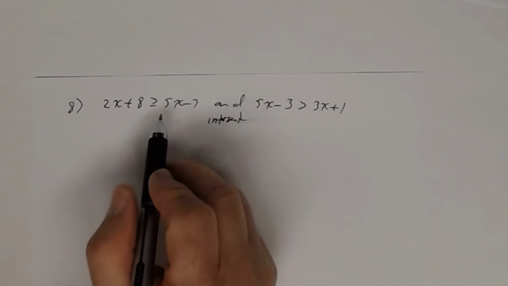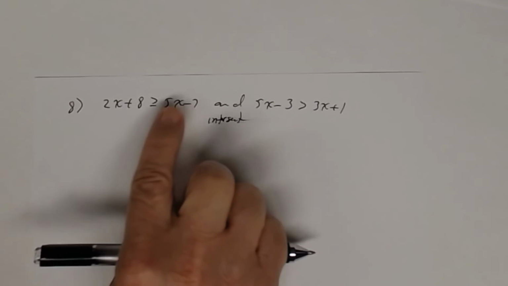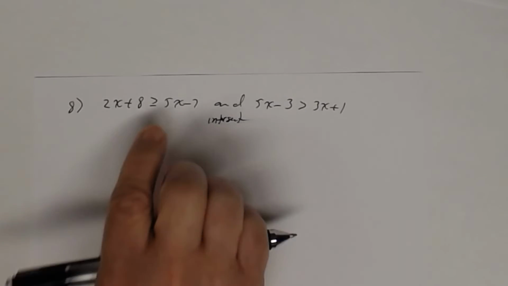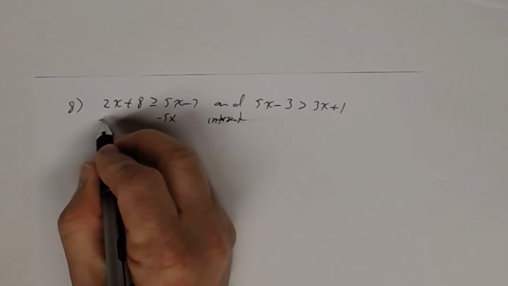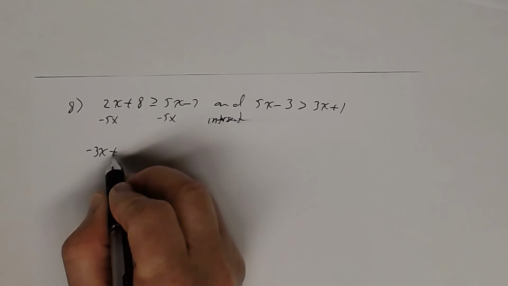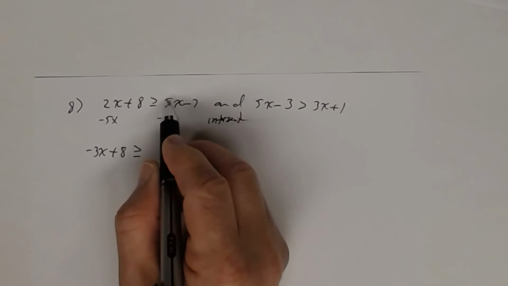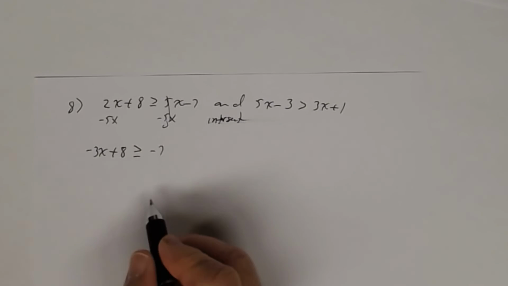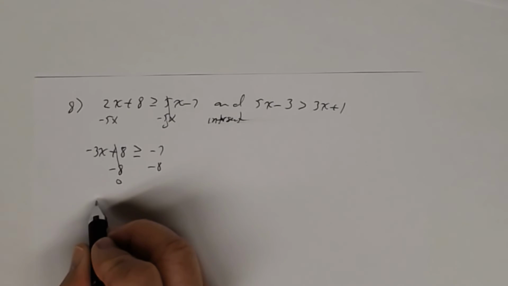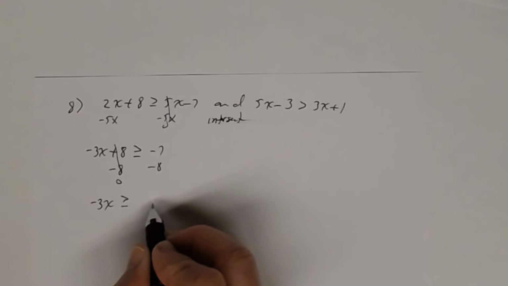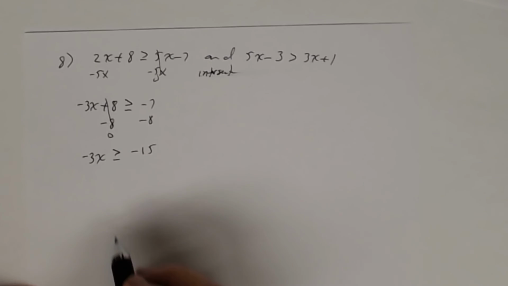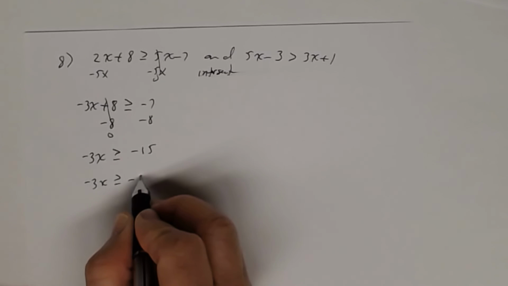So I'm going to go ahead and bring the 5x to the other side, just to remind you what to do when you divide by a negative number. So I'm going to subtract 5x on both sides. So I get 2x minus 5x is negative 3x plus 8 is greater than or equal to, this is 0, and you get negative 7. Subtracting 8 from both sides and combining like terms, I get negative 3x is greater than or equal to negative 7, and a negative 8 is a negative 15. I'm going to go ahead and write this over.